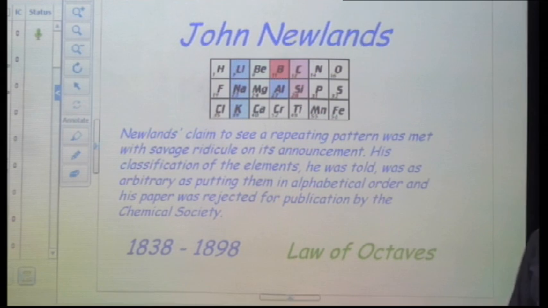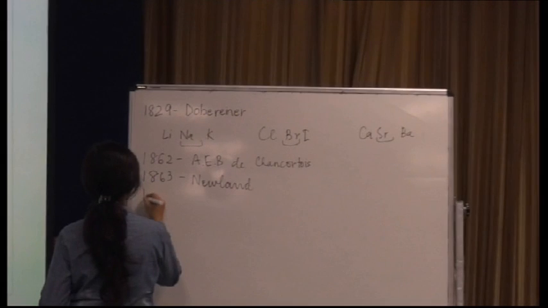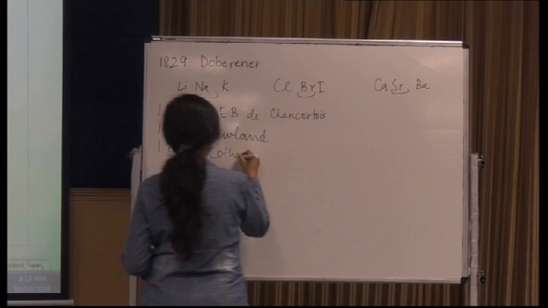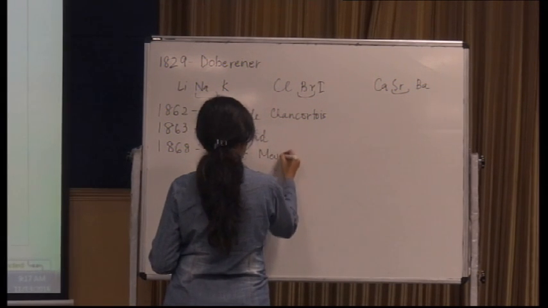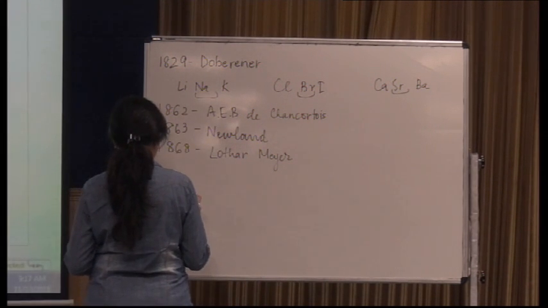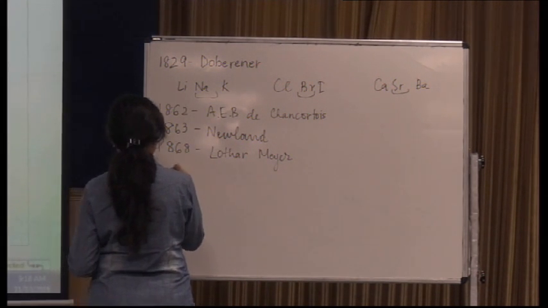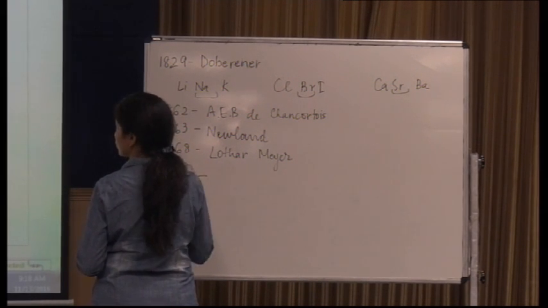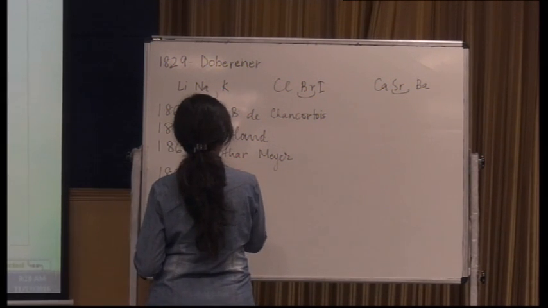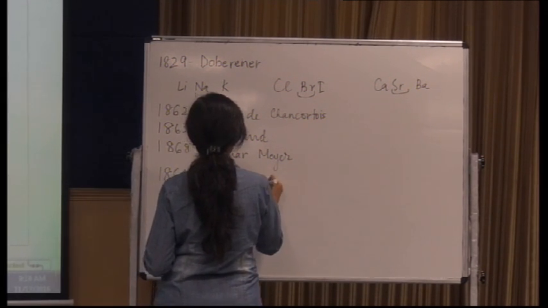Then after the law of octaves, in 1868, Lothar Mayer actually gave a table which is similar to the modern day periodic table, and he observed change in the length of the repeating patterns. Okay, I can just talk about it. Then in 1869, you had Mendeleev's periodic table, which is very well known.